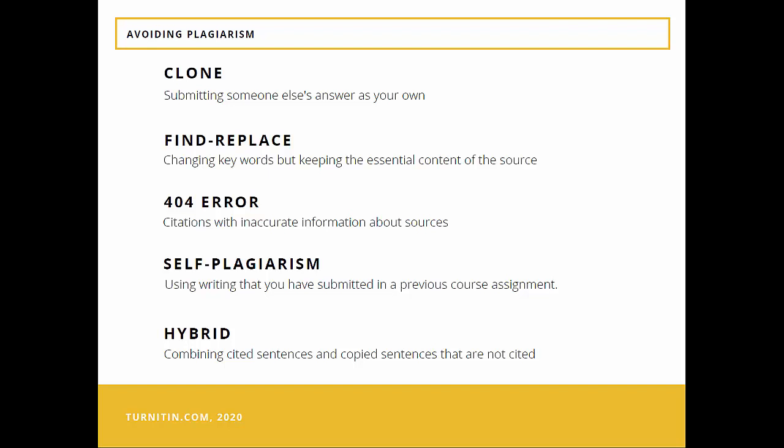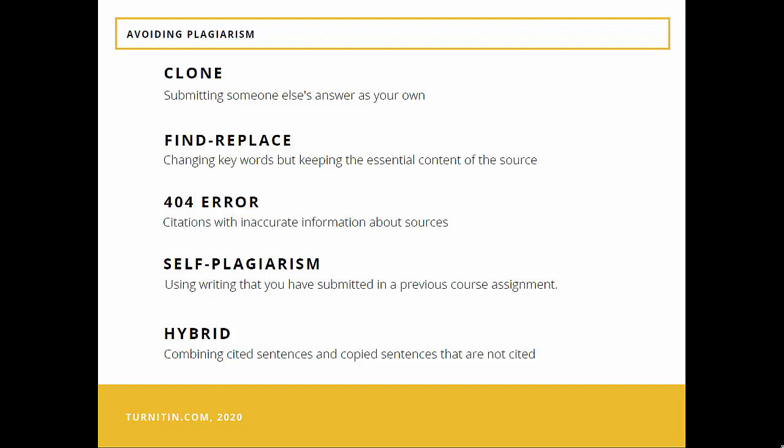Another kind of plagiarism is a 404 error. This is when you cite with inaccurate information. Unfortunately, this is often done when you're trying to hide where your information came from because it's not a complete paraphrase. So please remember that if your reference doesn't include the full website where you got the information, or accurate information from the journal article, or whatever your source is, that is considered a type of plagiarism.